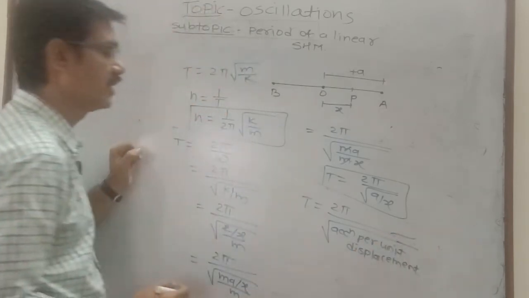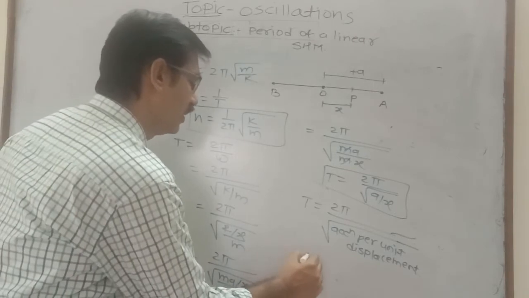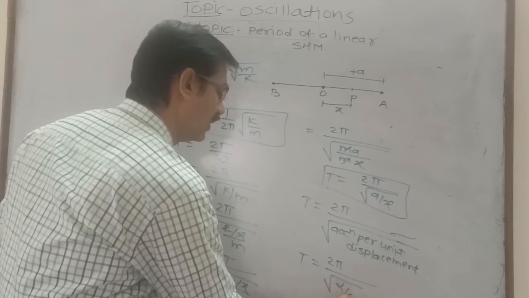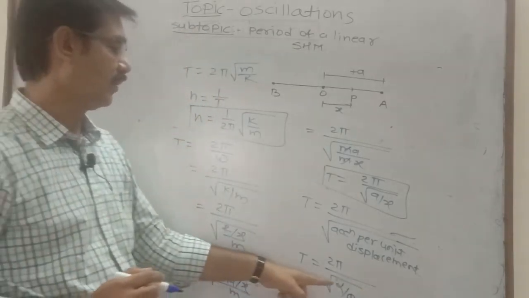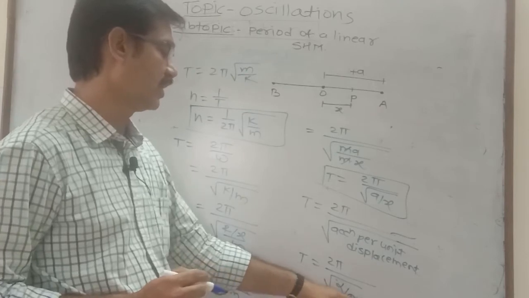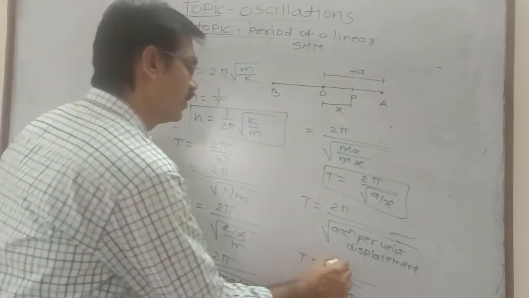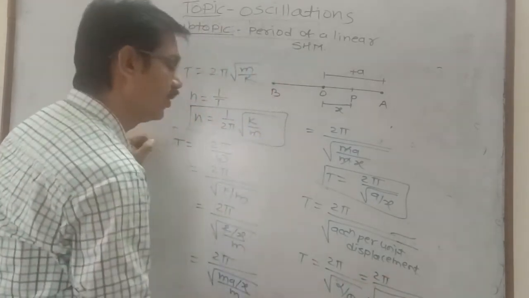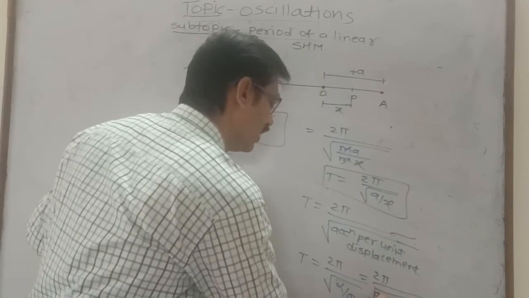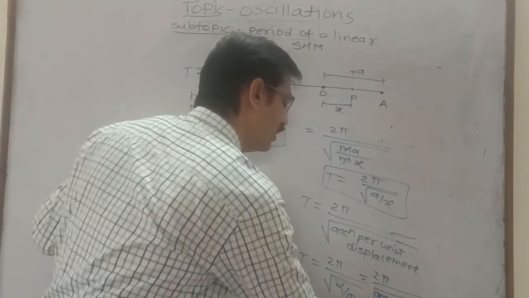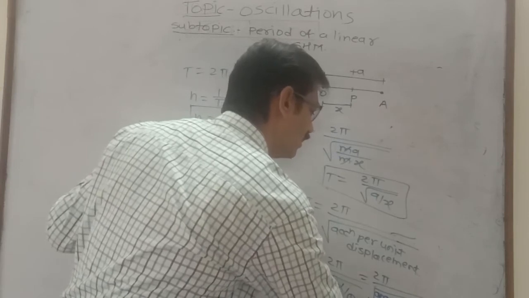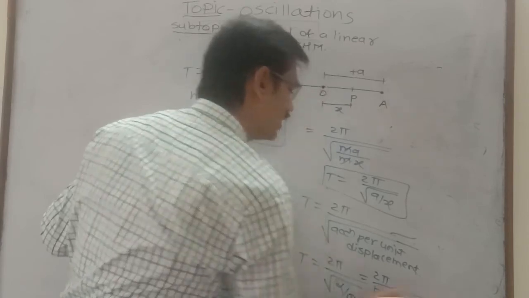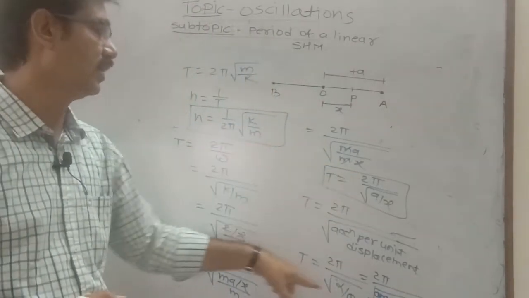And the same equation in angular SHM we get T is equal to twice pi upon under root alpha by theta. Here alpha means angular acceleration, theta is angular displacement, and that is why T is equal to twice pi upon under root of angular acceleration per unit angular displacement. This is the expression for the period.